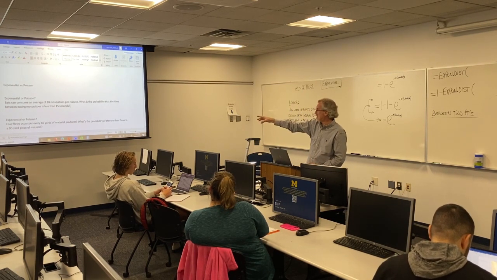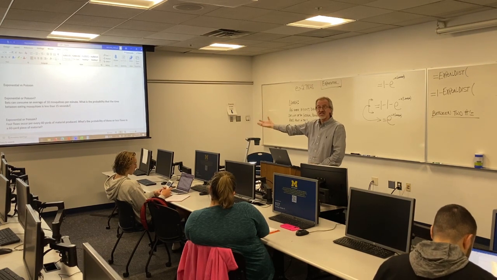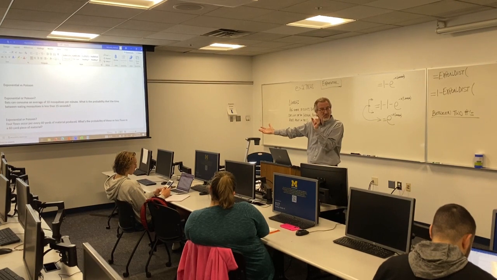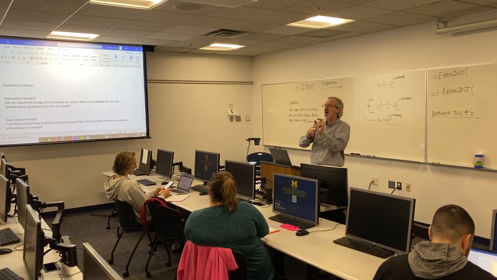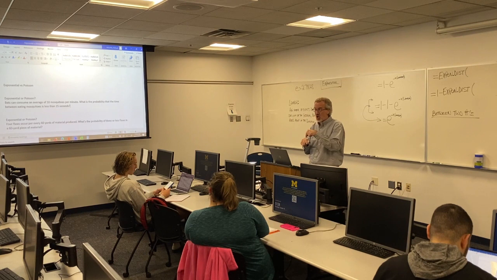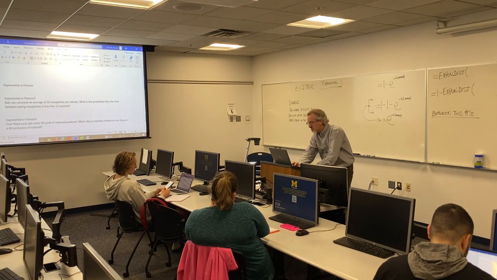If it would have said, what's the probability of 60 yards between the next 2 flaws, then it's exponential, because it's asking you the probability of the 60 yards. But this is asking you the probability of 3 or less flaws in 60 yards. It's asking you about the probability of the flaws. That's what makes it Poisson. All right, next one.